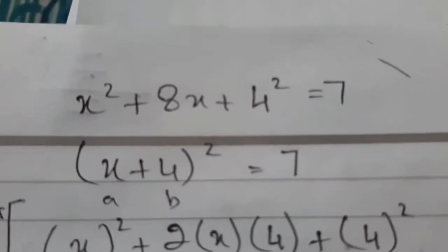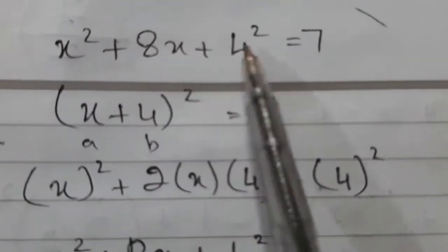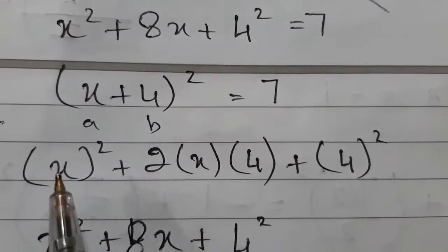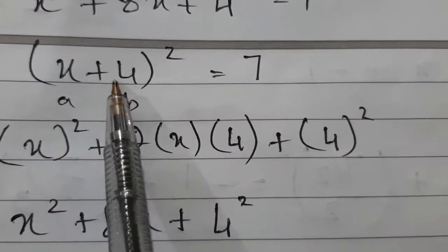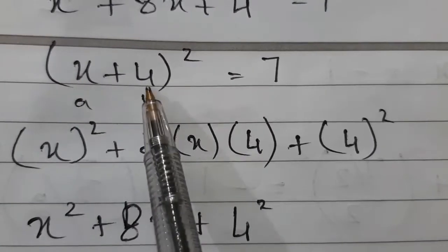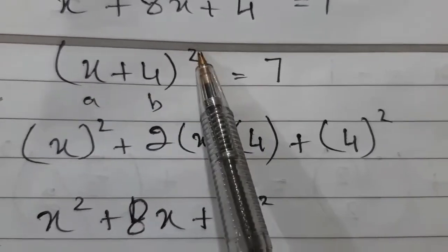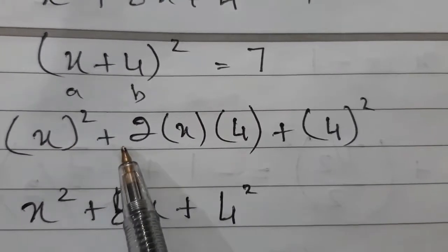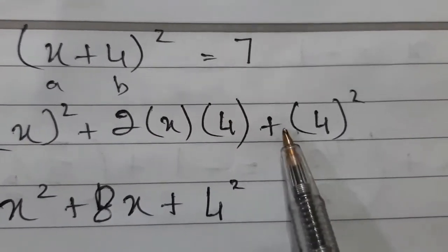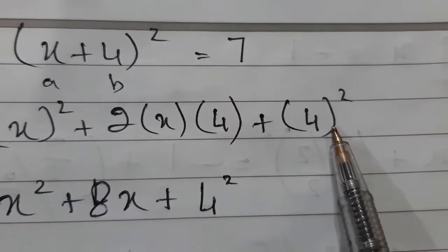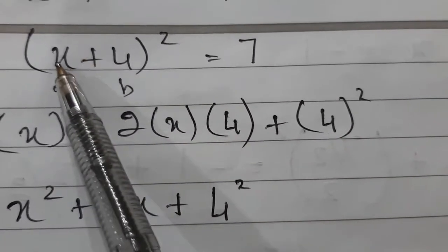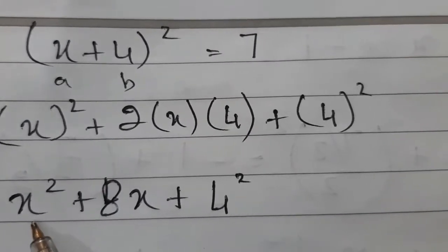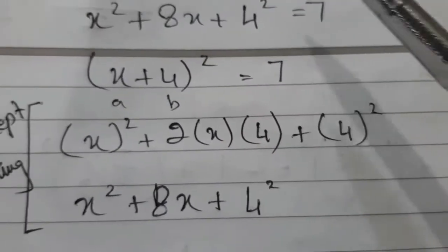So this is what we have done, right? I changed this side into x plus 4 whole square. Let's see how. If I expand it, this is my a and this is my b, a plus b whole square. So I'm applying the algebraic identity, which is what? a square plus 2ab plus b square, right? And right now my b is 4 and my a is x. So what do I get if I expand it?